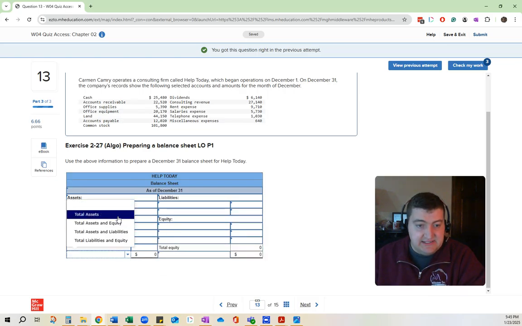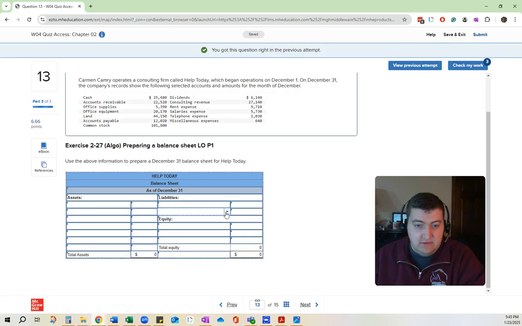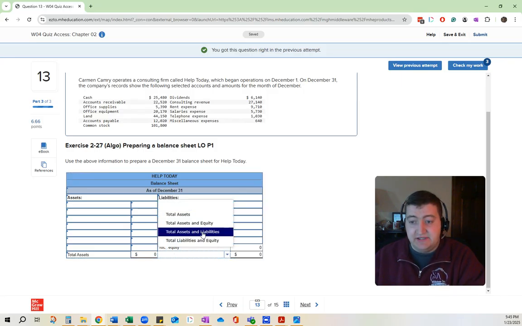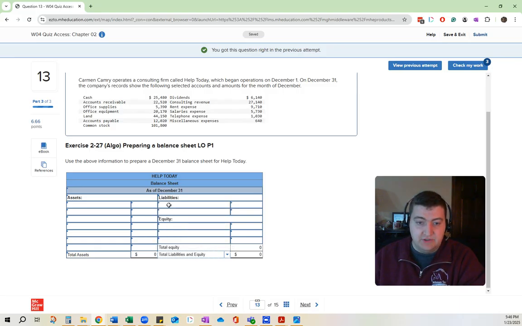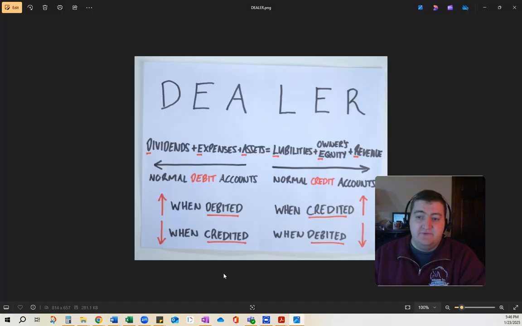This is going to be our total assets. And then this is total liabilities and equities. Remember, this is the accounting equation: assets are equal to total liabilities and equities, which is what's reflected on this side of the page. So now we're going to come up here and identify which accounts are which. There's something I want to show you that I found really helpful to illustrate this. It's an acronym, DEALER. If you're trying to remember which kind of accounts are which and whether they're credited or debited, you can use this acronym.